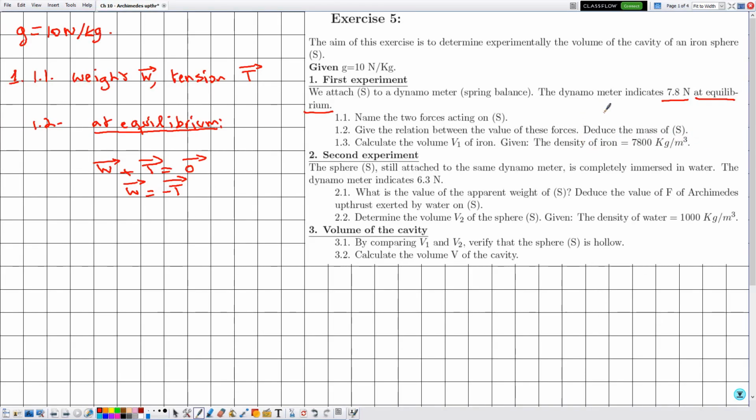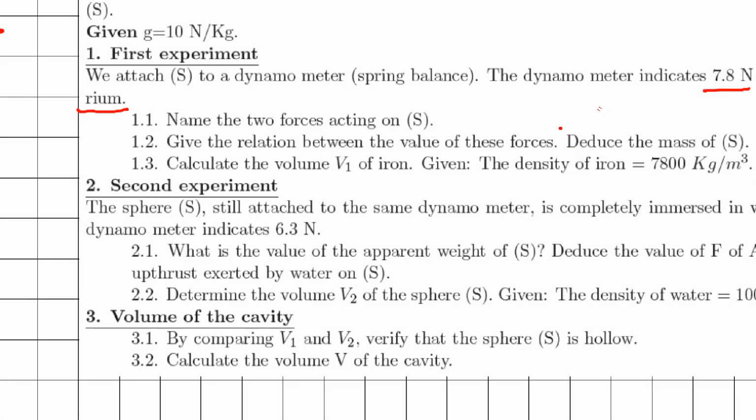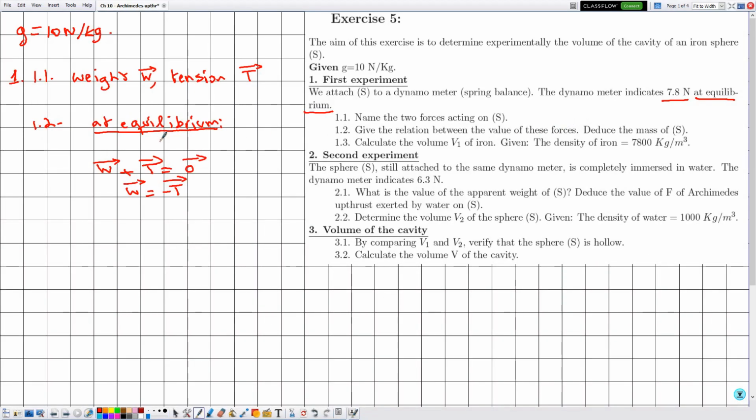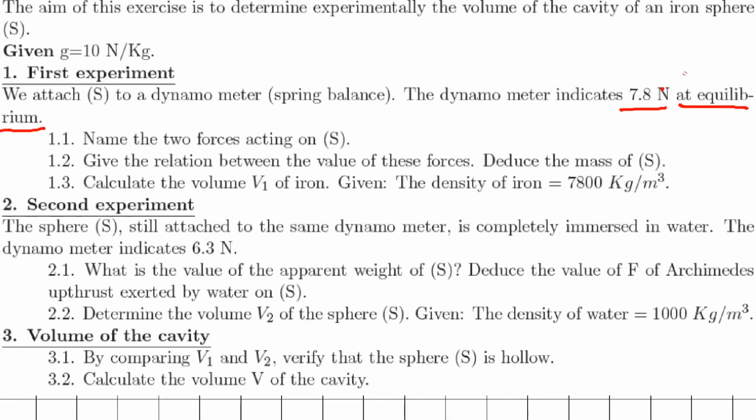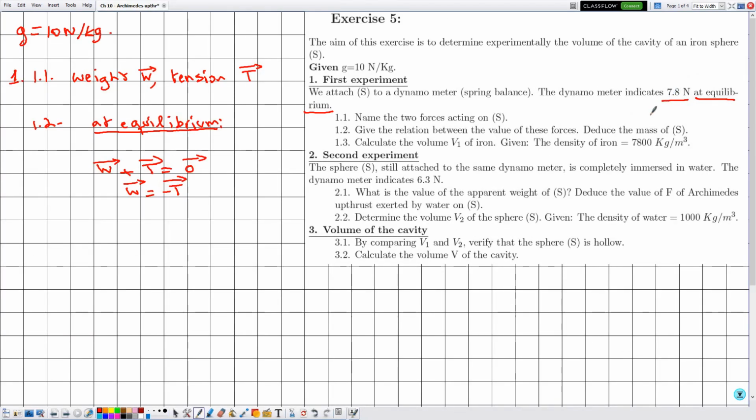And here by deduce, it means that we need to use the previous part. So in the previous part, we determined the condition of equilibrium, which is given by W vector is equal to minus T vector, and we need to deduce the mass from this condition, knowing that the dynamometer indicates 7.80 newtons at equilibrium, which is the tension and the weight. So here we have that the weight and the mass are related via the following formula, and we are interested in determining the value of m.